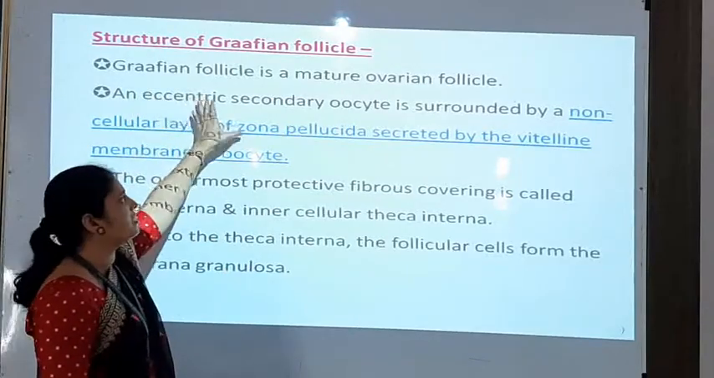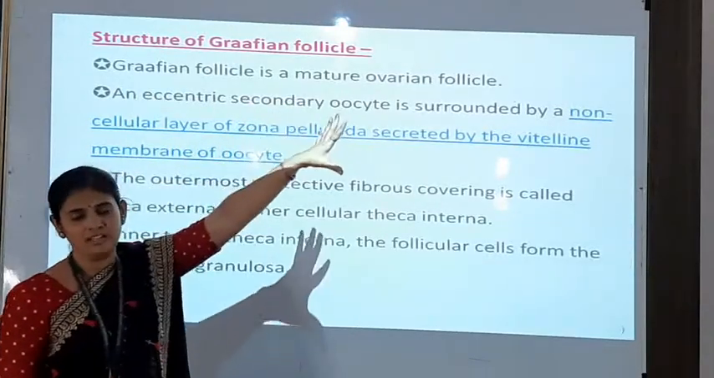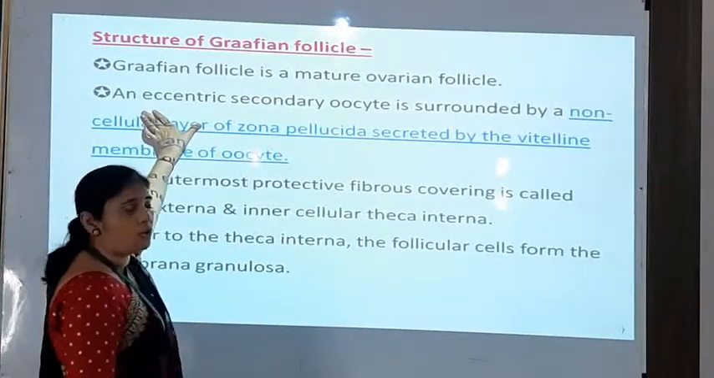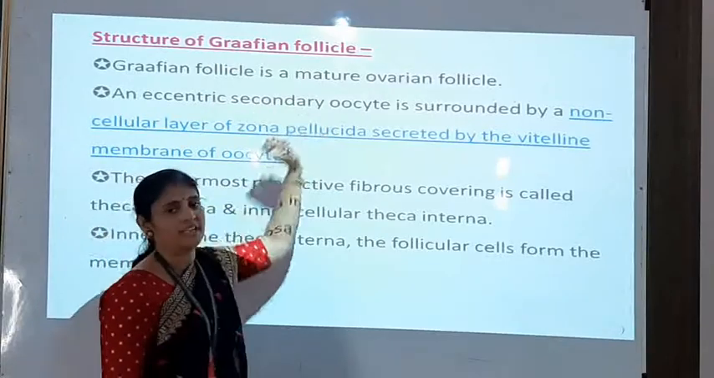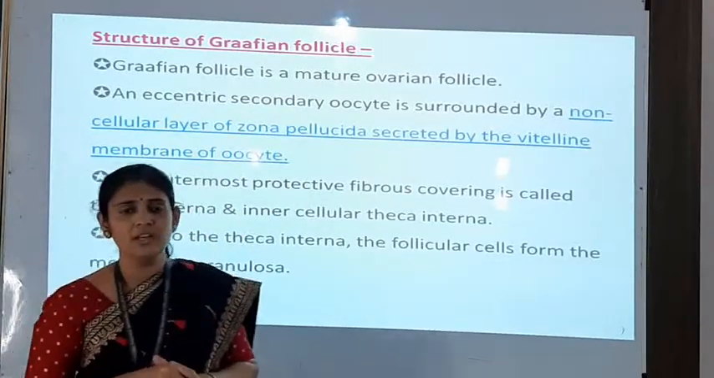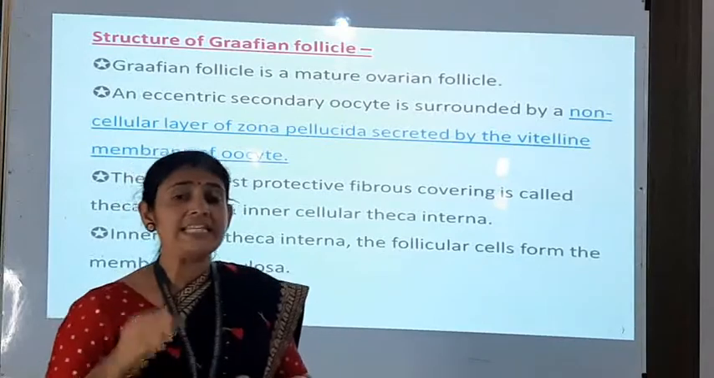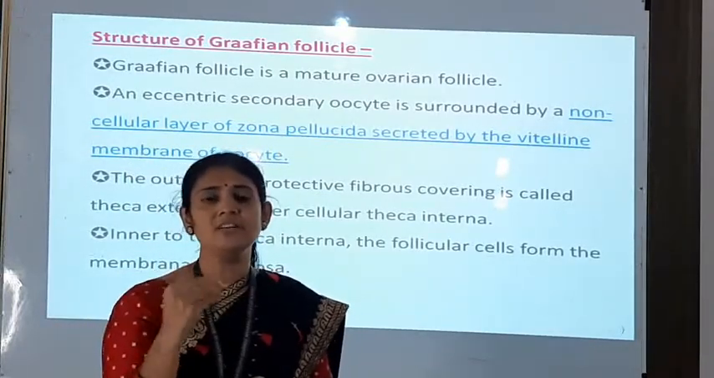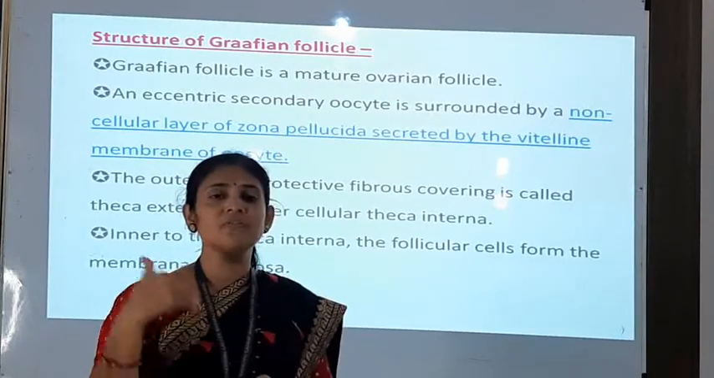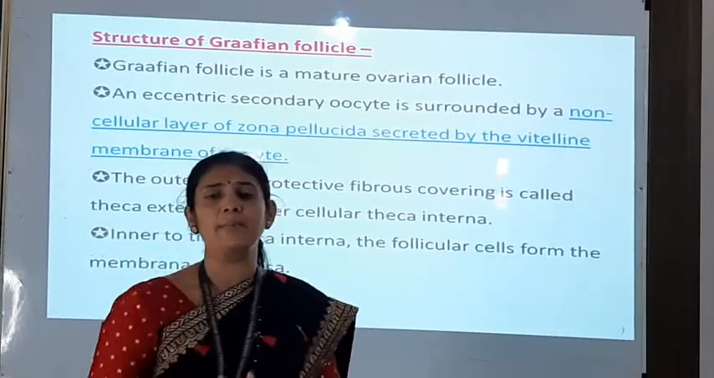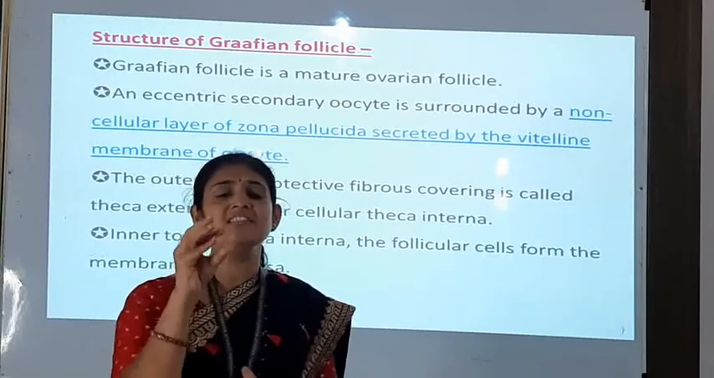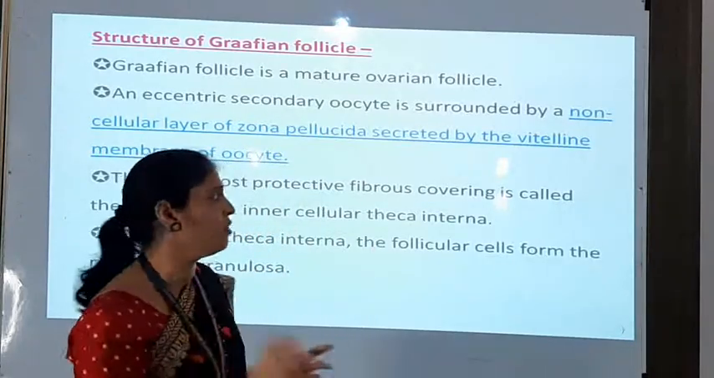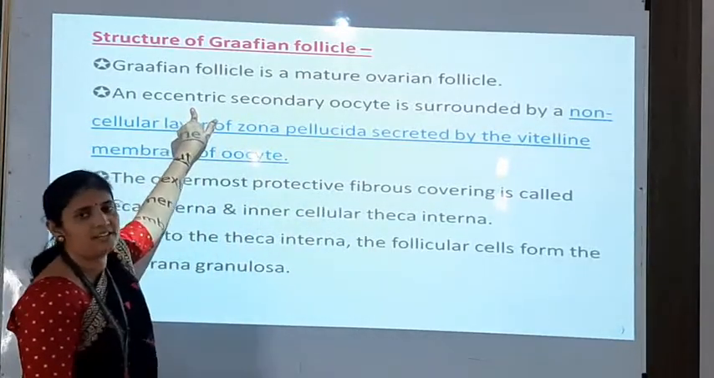This Graafian follicle is a mature ovarian follicle. It shows an eccentric secondary oocyte. Inside the Graafian follicle, we can observe an eccentric secondary oocyte. Secondary oocyte means the unfertilized ovum or unfertilized egg, which is called the female gamete. It is not present in the center. It is present away from the center, and therefore it is called an eccentric secondary oocyte.